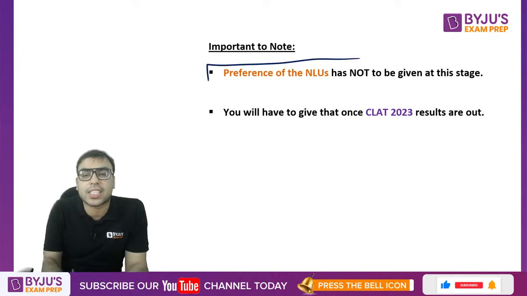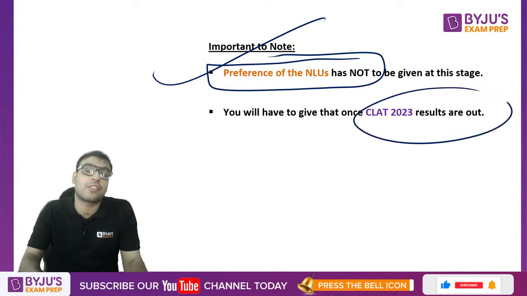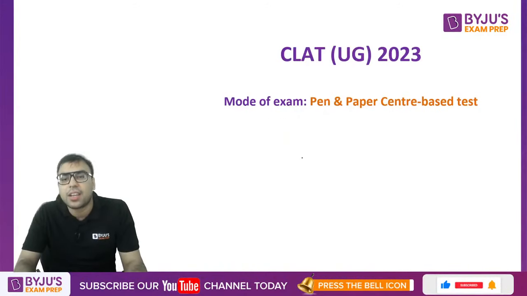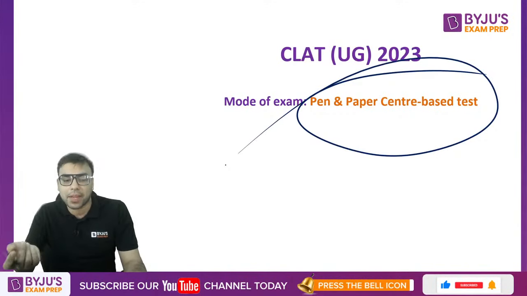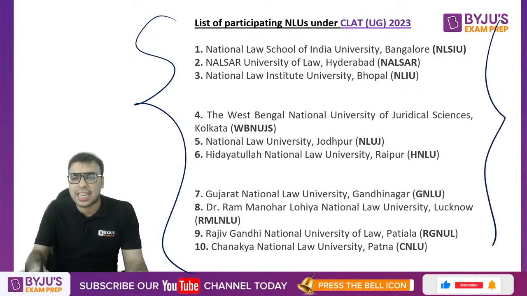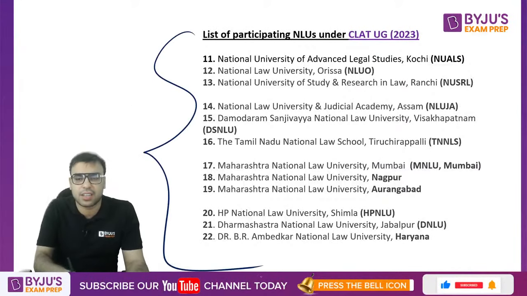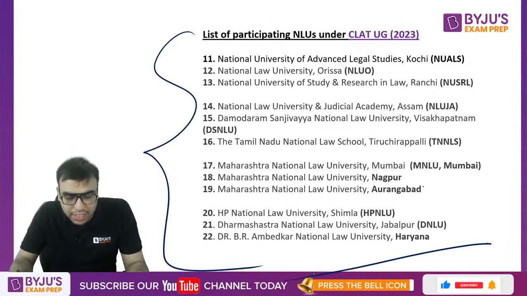They are not asking about preferences of NLUs, that is, which NLU you will prefer. It means they'll be asking you after the result is out. Okay. And the mode of the examination is pen and paper. It means you have to use pen and paper, it's not online. And these are the participating universities. You can see it, take a screenshot. You are all aware of these things. These are the participating universities.